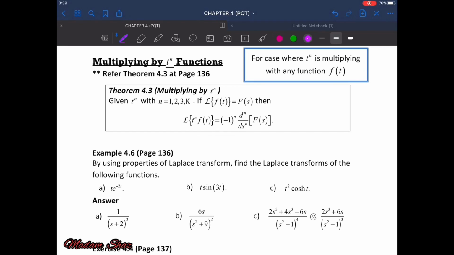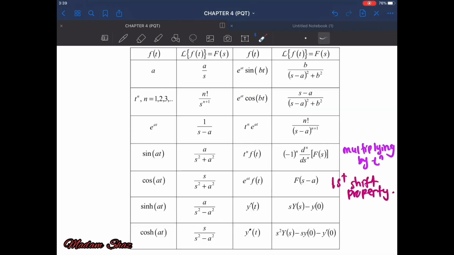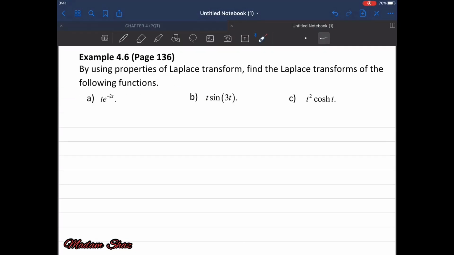We can refer to the formula in the table of the Laplace transform. This is the formula for multiplying by t^n, whereby we have t to the power of n multiplied with f(t). Now let us try to solve this example. By using properties of the Laplace transform, find the Laplace transform for the following function.